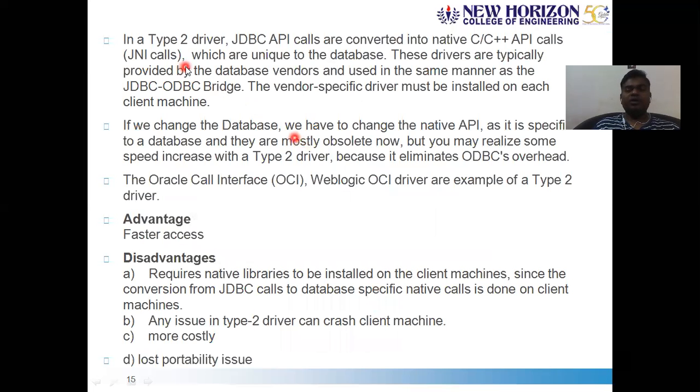And for the type 2 driver, a couple of features, advantages and disadvantages are like this. JDBC calls are converted into native API calls, which are unique to the database. As I mentioned, these C or C++ API calls are very specific to the database, and these drivers are typically provided by the database vendor itself. If it is MySQL, the MySQL product developers define the C or C++ API calls. We call them Java Native Interface or JNI calls, which will be given by them.